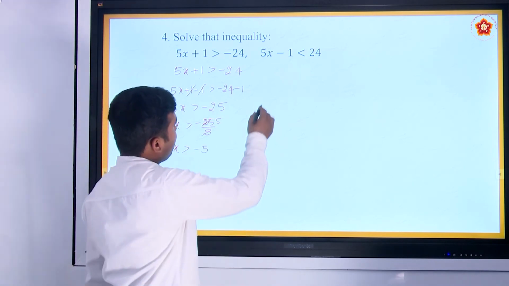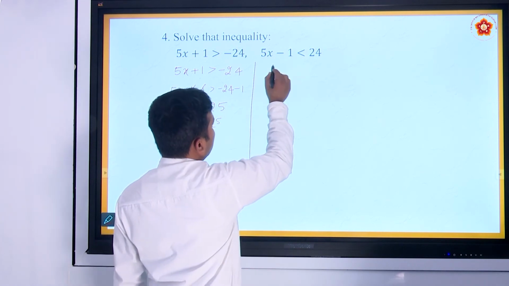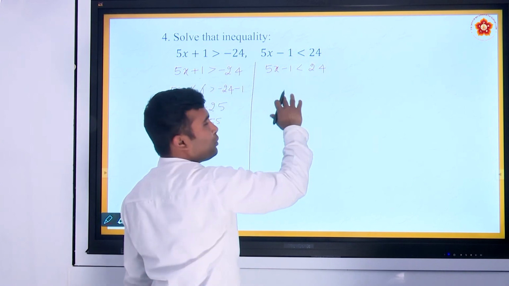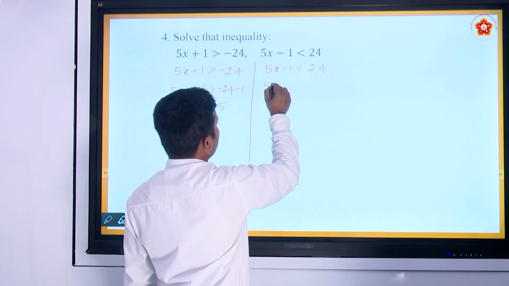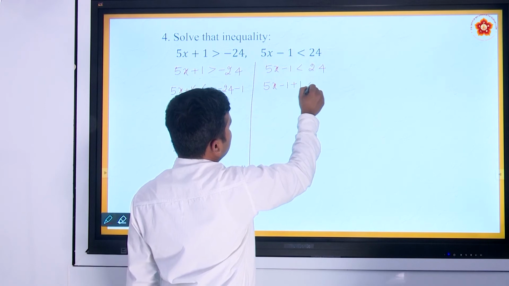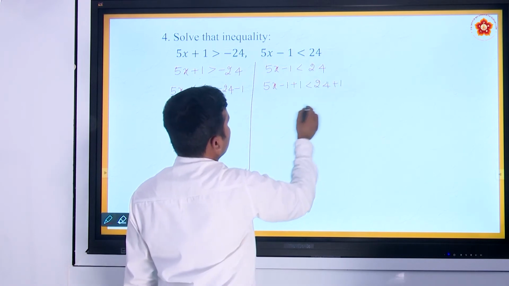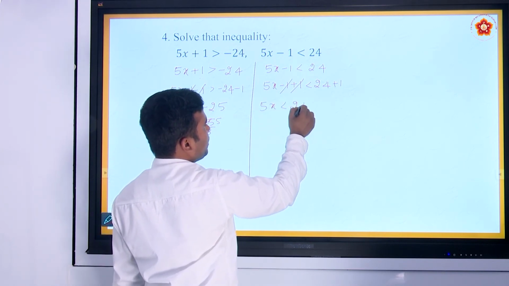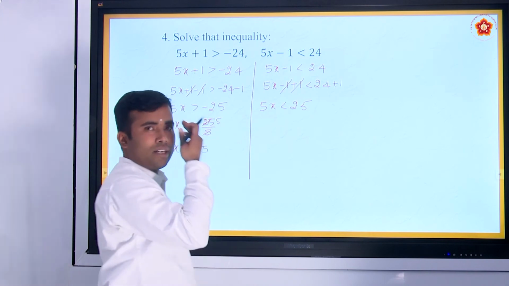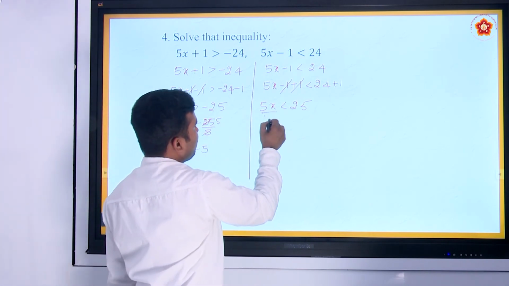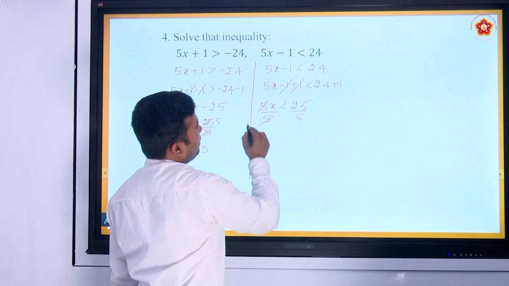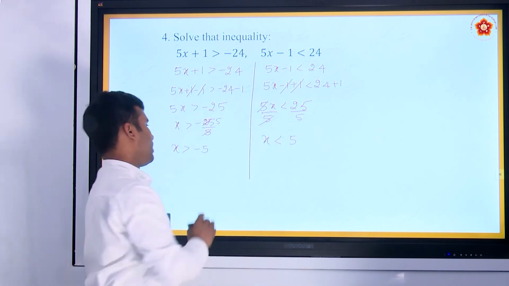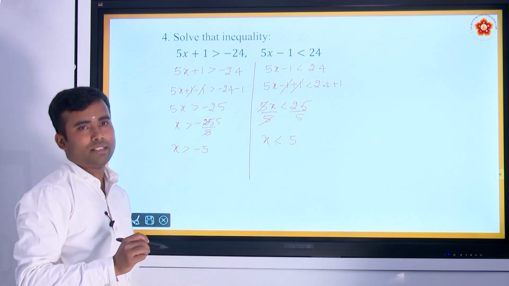Similarly here, you do the same thing: 5x minus 1 is less than 24, and you add 1 on both sides. It will be 5x minus 1 plus 1 is less than 24 plus 1. Plus 1 minus 1 will get cancelled. I have 5x which is less than 25. If you divide by 5 on both sides, x is less than 5. Here x is greater than minus 5 and there x is less than 5.